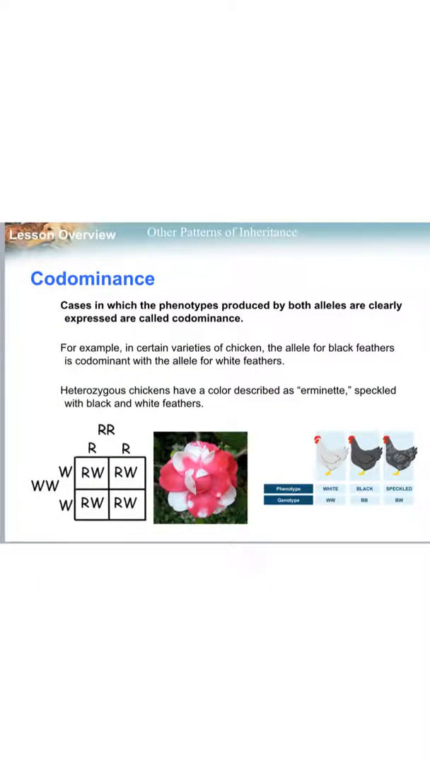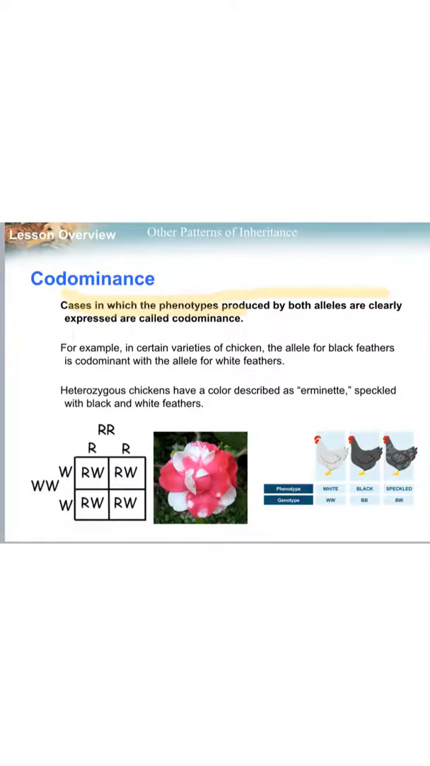So now the other example is going to be codominance. We're still looking at that heterozygous, and instead of the heterozygous taking on the dominant allele, it's going to represent something else. So codominance is cases in which the phenotypes produced by both alleles are clearly expressed. So this is called codominance.